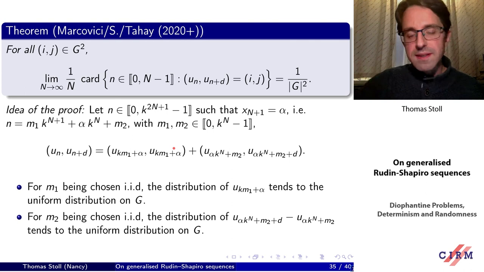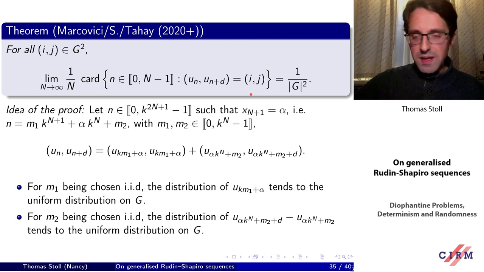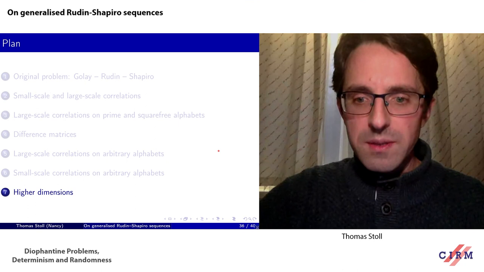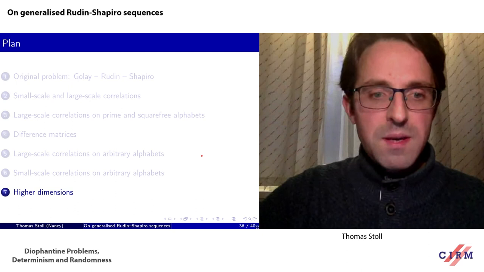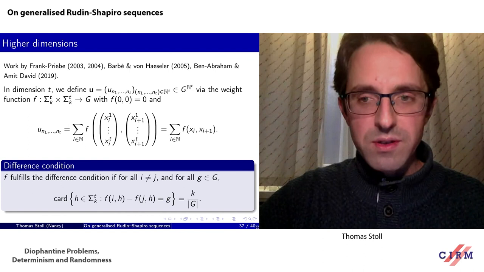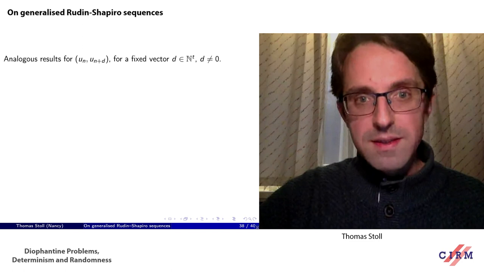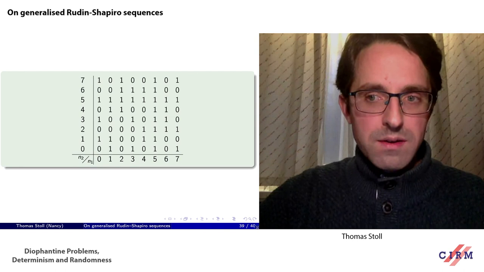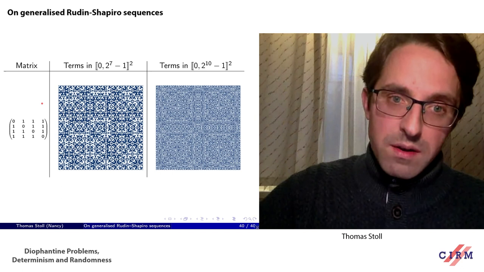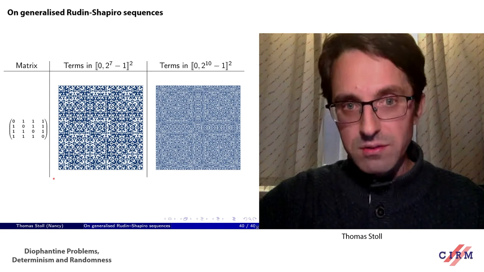And we can use some probabilistic techniques in order to show what we had before. So if you fix i and j and look at what is the limit, so how often you get i and j whenever u_n is a generalized Rudin-Shapiro sequence, we then get the result that we wanted. And there are some higher dimension analogs that I just give a few pictures of. You can use this setting, combinatorial setting, I would say, to generate higher Rudin-Shapiro sequences that live on a d-dimensional space.